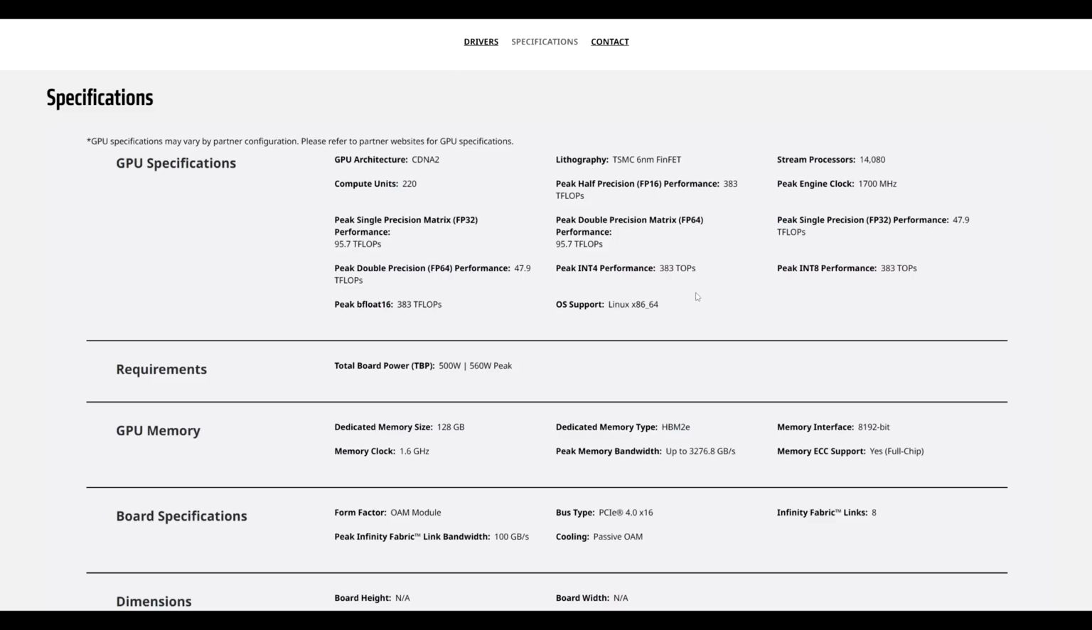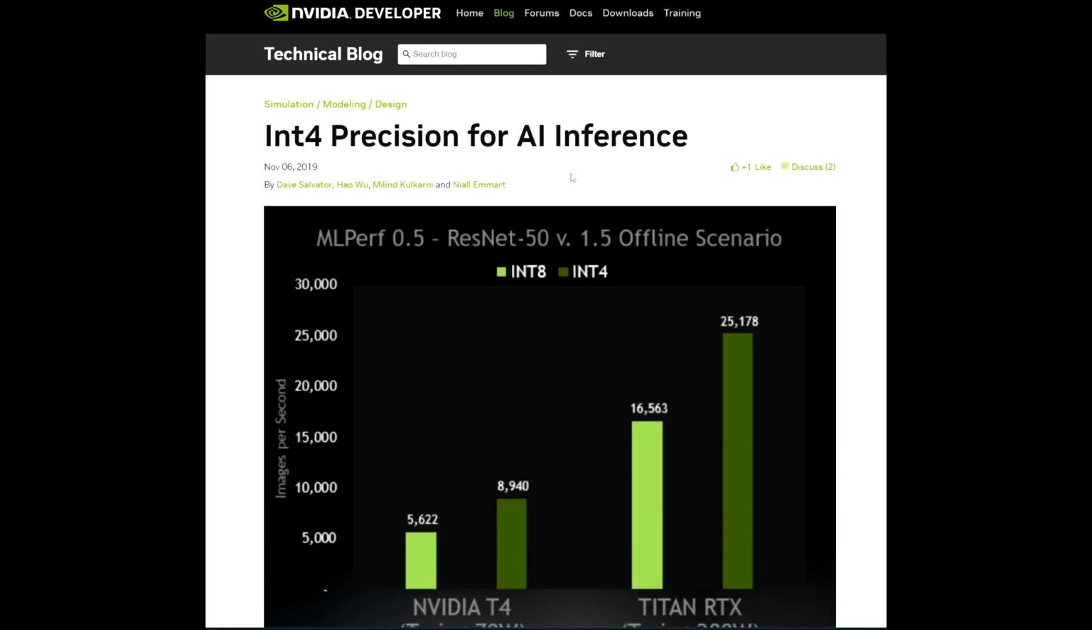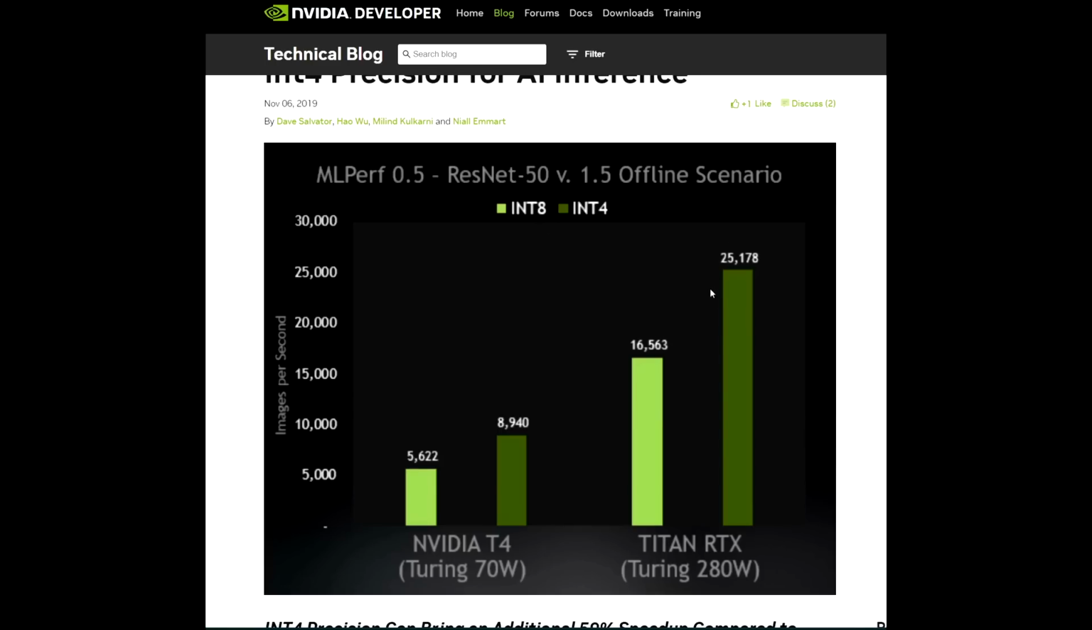And looking again at MI250X, we can see that it performs exactly the same in int8 as it does in int4 at 383 TOPS. And the reason for this is essentially both the int4 and the int8 are using the exact same hardware within the graphics chip. Nvidia's Turing first brought int4 to the GPU, and we can see the kind of speed up that brought over int8. And it's taken a while for AMD to get there. Where have we heard that before?